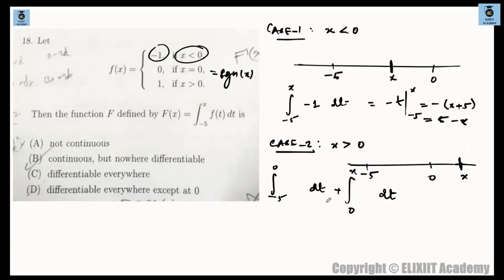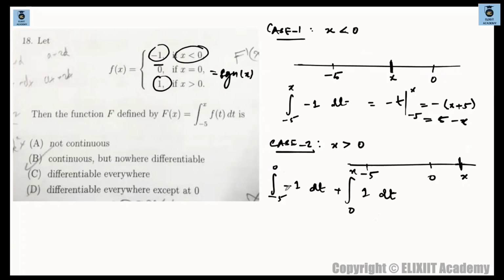In between -5 to 0, f(t) is taking -1, because this is still negative. In this region x is less than 0, and there f(t) is -1. Similarly, from 0 to x, t is greater than 0, it is positive. For more than 0, it is directly 1. So f(t) will be 1 itself.